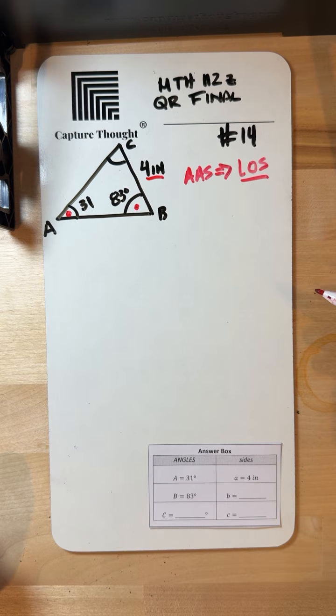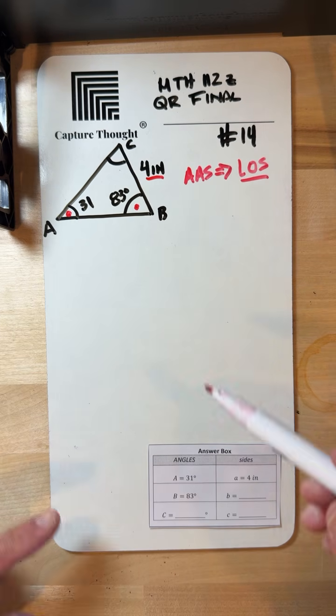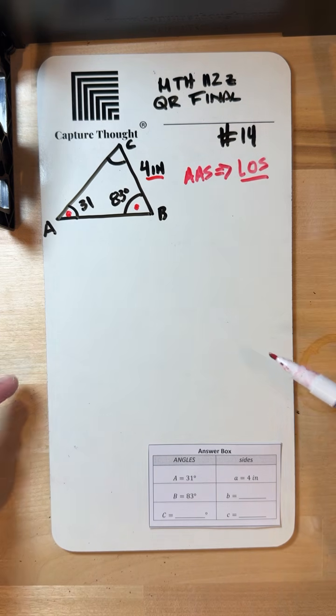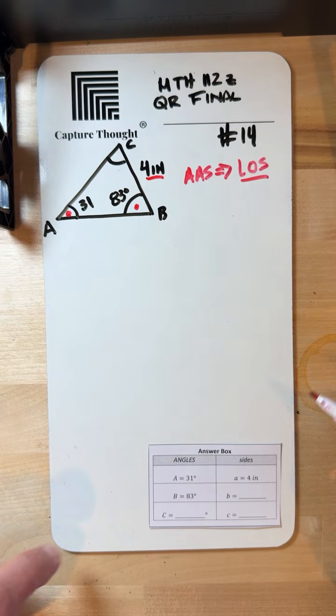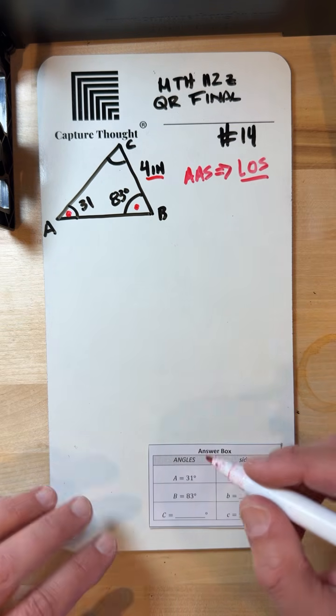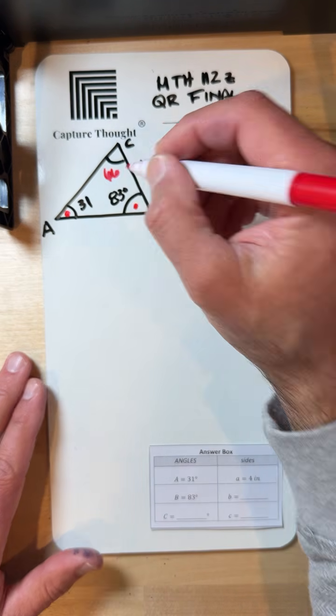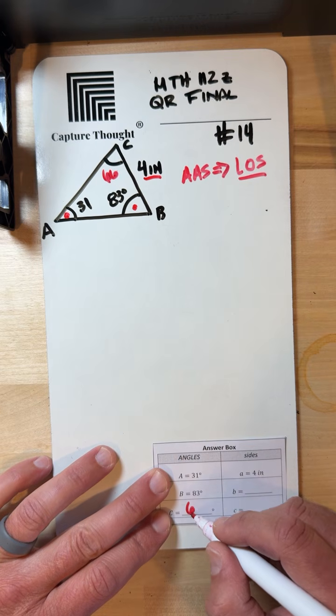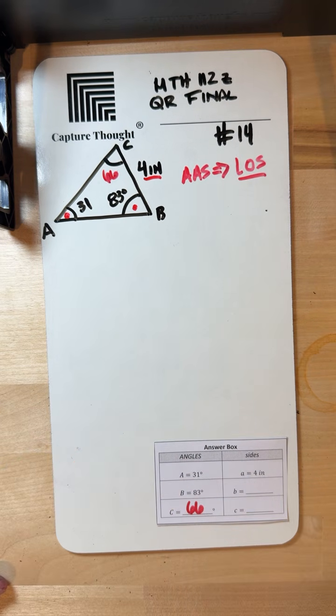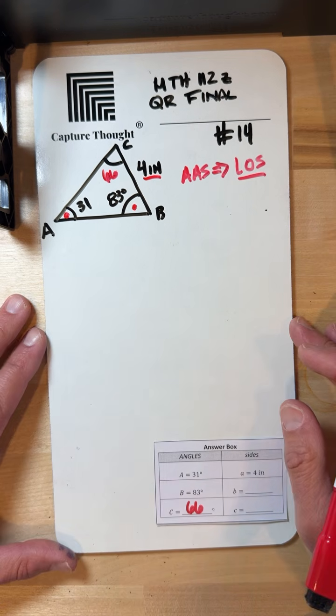Now that you know that, you can easily figure out angle C just by taking 180 and subtracting 83 and 31, and you would get 66. So I'll put 66 here. I'll also put it in the little answer box because there's an answer box that comes with this question. All that's left to do is figure out B and C. So we're going to do law of sines to help us do that.